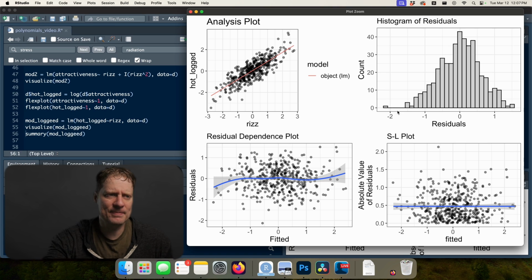And by the way, if you're not familiar with what I'm looking for in these plots, I will also leave a link in the description about how to interpret diagnostic plots. So yeah, that completely fixed the problem. But there is a cost.